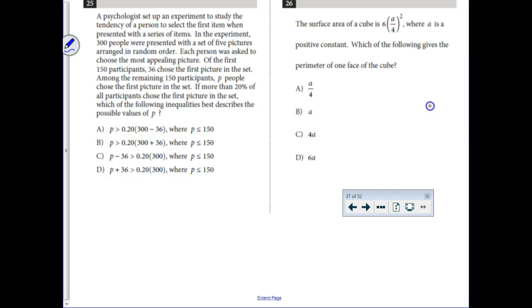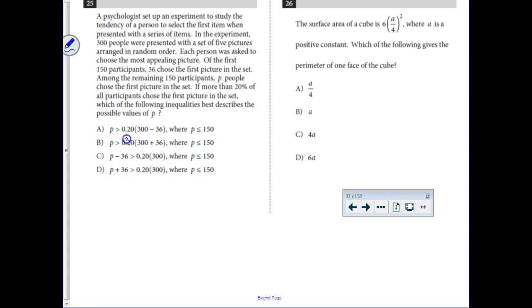Okay, so that's a lot going on in the question. What I would like to do is look at the answer choices and try to figure out where exactly they differ. This P less than or equal to 150 is constant for all the choices, so that's not anything I need to worry about. Ignore that. We've got greater than, greater than, greater than, greater than. All of them have greater than symbols, so that also is not something I need to worry about.